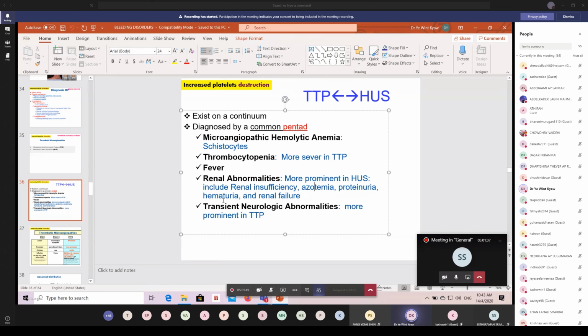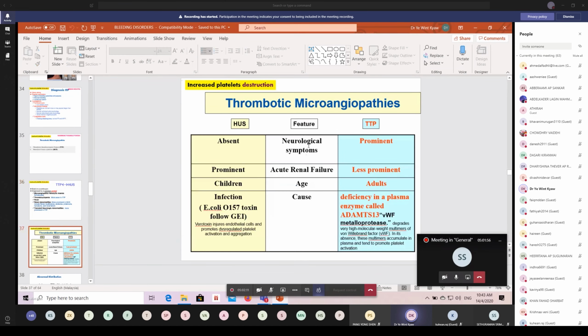Another one is thrombotic thrombocytopenic purpura. This can present with transient neurologic abnormalities. Neurological symptoms can present in TTP because it can sometimes involve a thrombotic process in the brain. This is quite similar, only some areas are different. In HUS, neurological symptoms are absent, while here they are present, because their pathogenesis is different.